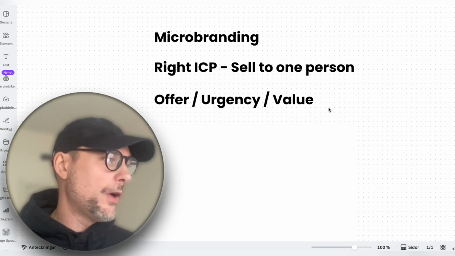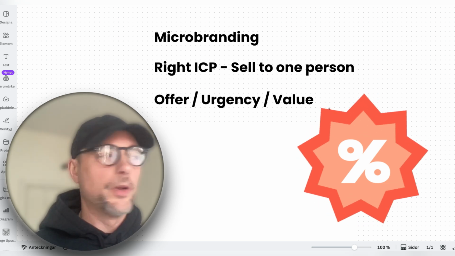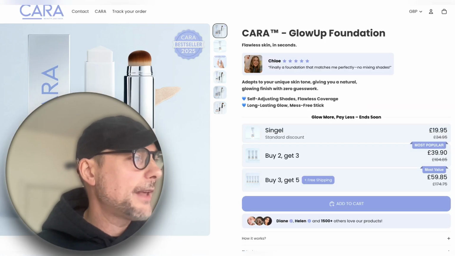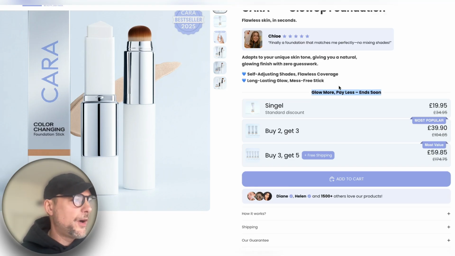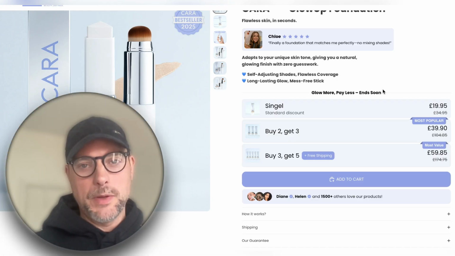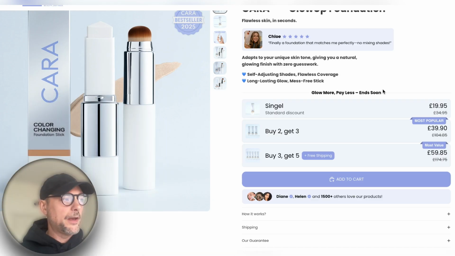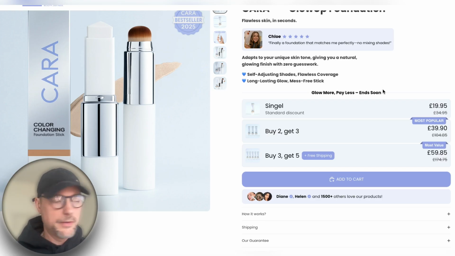And that we do through a great killer offer, urgency and value to the customer. And how that can look is here. You see, glow more, pay less, ends soon. You can go far here, but I don't like doing things like ends tonight, because customers in 2025 are not stupid. If they come back to your site and the offer hasn't ended, you will lose trust, of course. So ends soon is of course better.